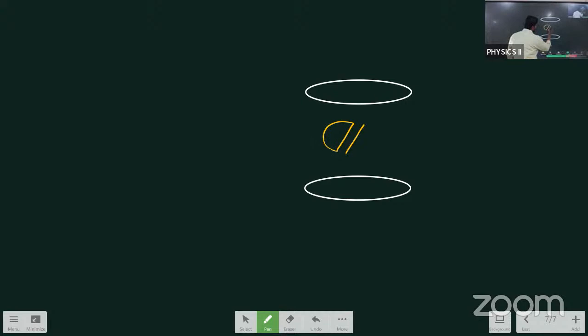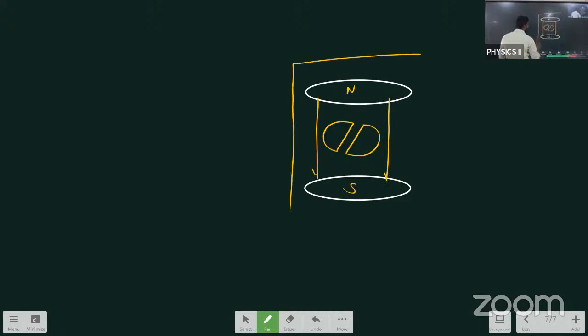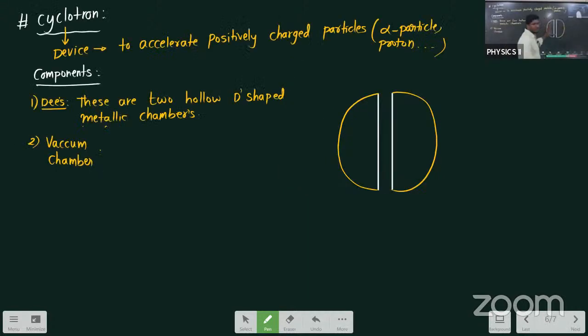Here you will be having another D. Suppose this is North Pole, this is South Pole. We'll be having magnetic field here. The entire setup will be kept in a vacuum. This is the actual diagram for that cyclotron, but this is not necessary. We'll draw something like this only.